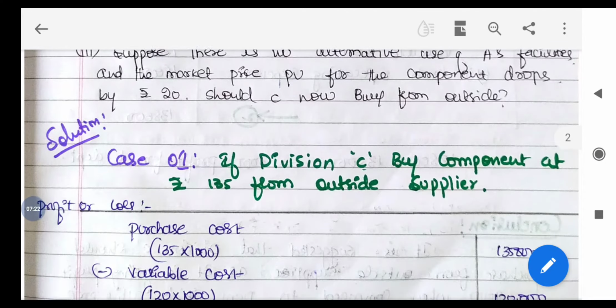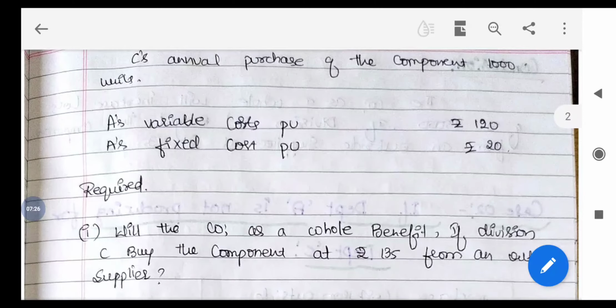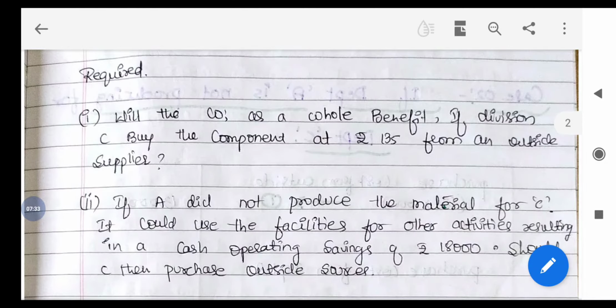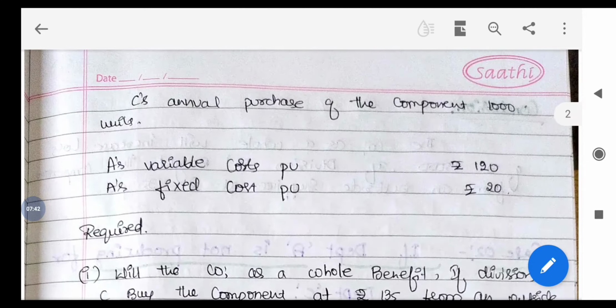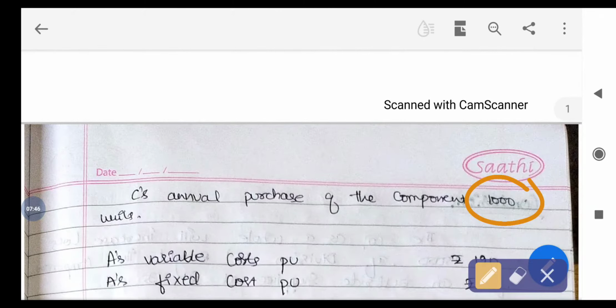So let's take the first case, that is case number 1. Will the company benefit as a whole if division C buys the component at rupees 135? So if division C is purchasing from the outside supplier at 135, what will be the effect on the company? What is the total number of units they want? The total units they want is 1000. Division C wants 1000 units annually.